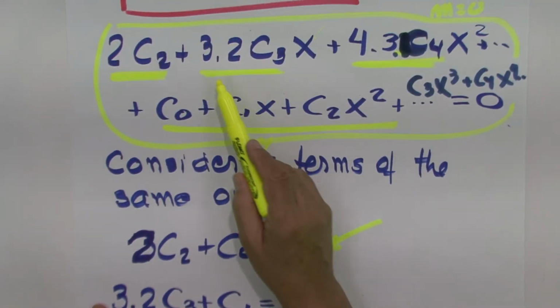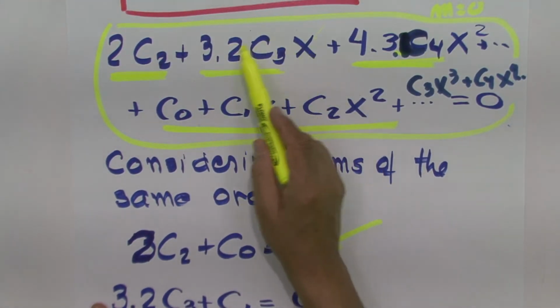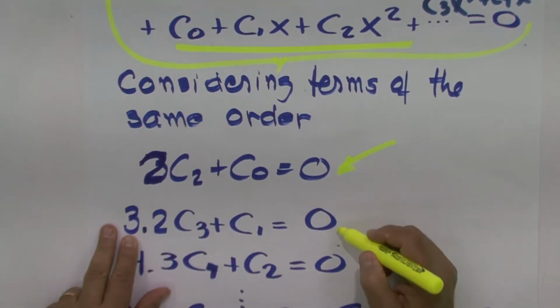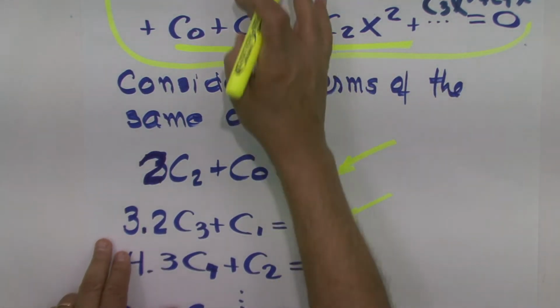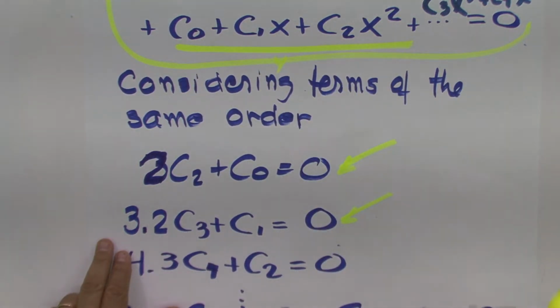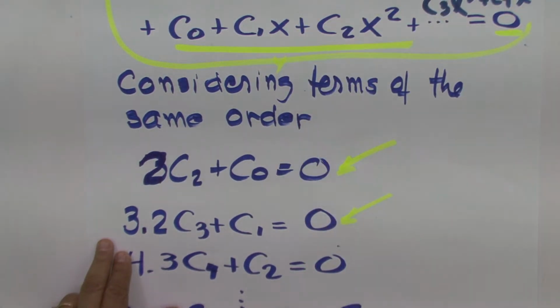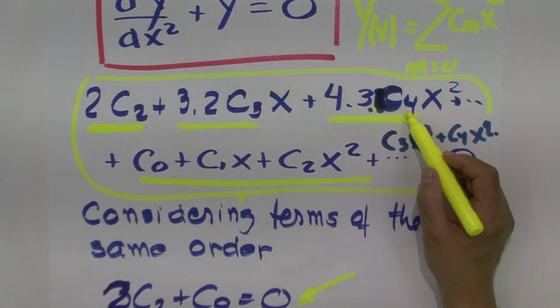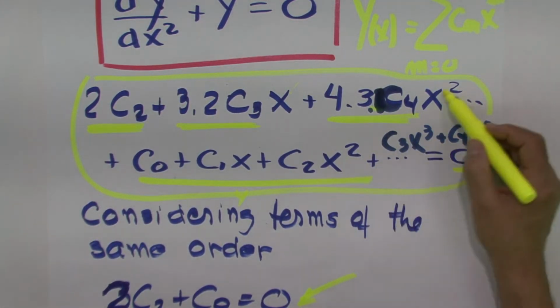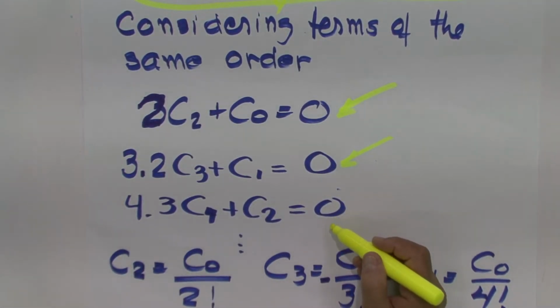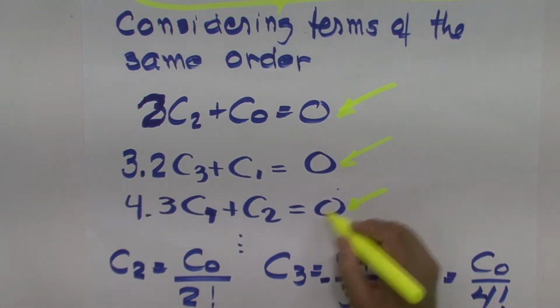3 times 2 c3, this is the first order of the second derivative, plus c1 must be 0, because this will be the coefficient. 3 times 2 c3 plus c1 is the term of x on one side. And since the other side is 0, this term must be 0. Then 4 times 3 times c4 plus c2, which are now the coefficients adding together, is the coefficient of x squared, and also must be 0. And I keep going.